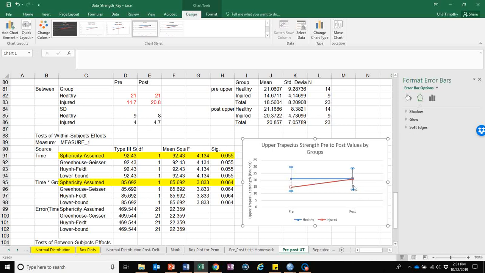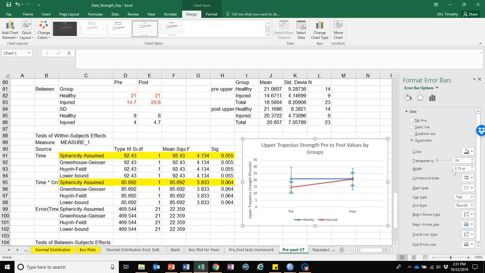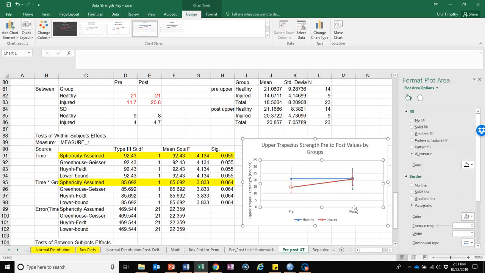Sorry, that's the wrong one. There's the red ones. And I'm going to change that to red. There's a lot of overlap with this, so it's a little harder to see. But there you can sort of see the red inside the blue. So that would go on another sheet for your homework assignment.